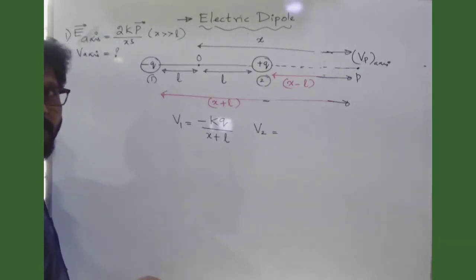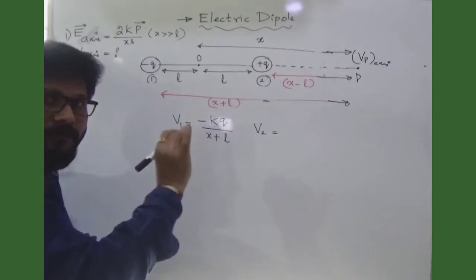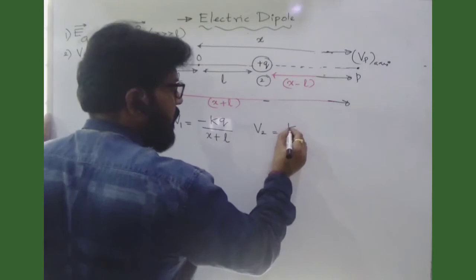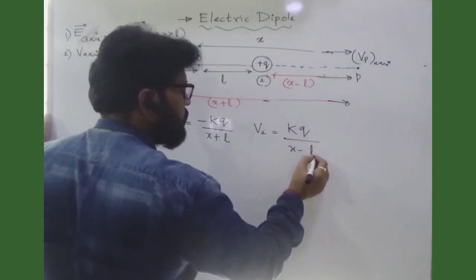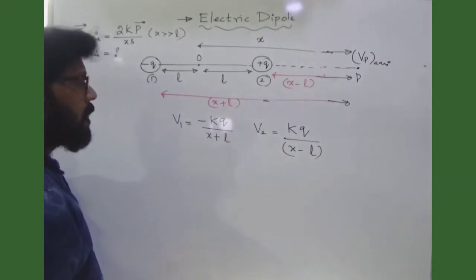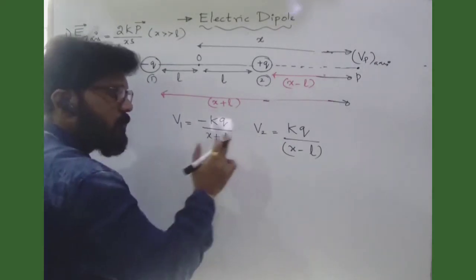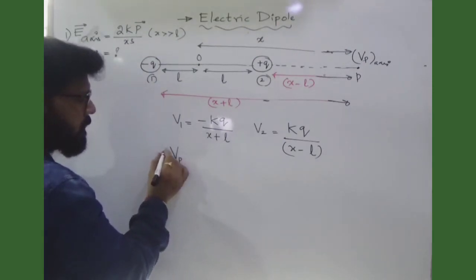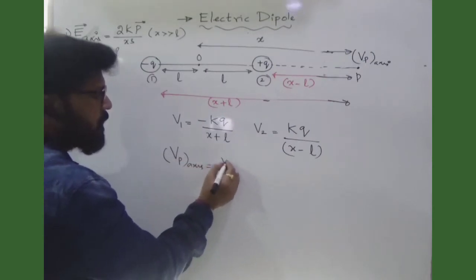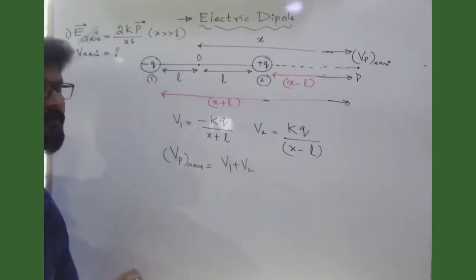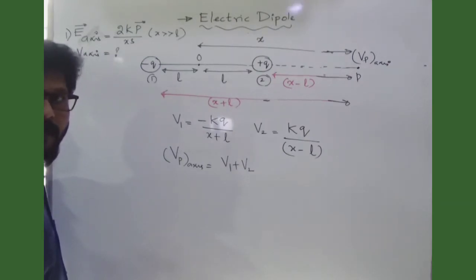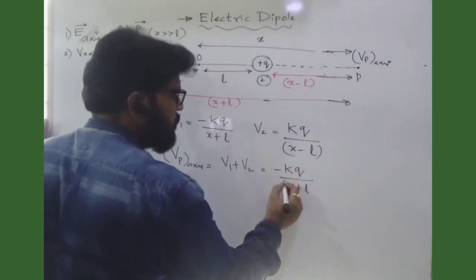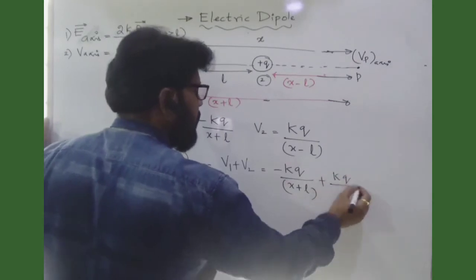This is a scalar quantity, so directly we take the negative sign or positive sign of the charge. Now V2: minus kq divided by x minus L, sorry, for the positive charge, kq divided by x minus L. Now V1 and V2 are there, and we want the total at that particular point. So Vp on the axis we can write as V1 plus V2, simply adding since it is a scalar quantity. Then I will get minus kq divided by x plus L plus kq divided by x minus L.